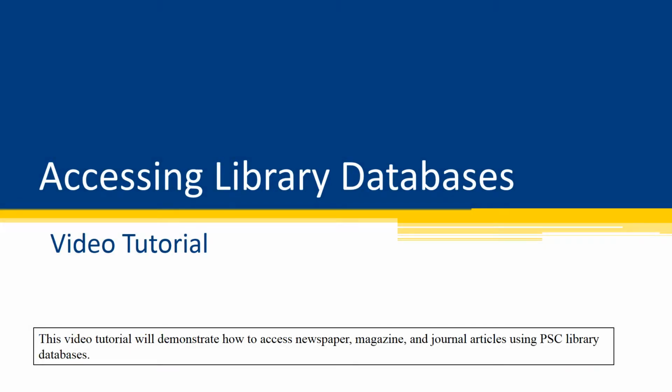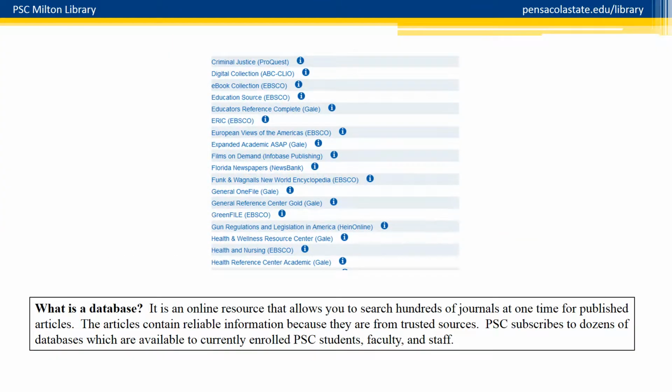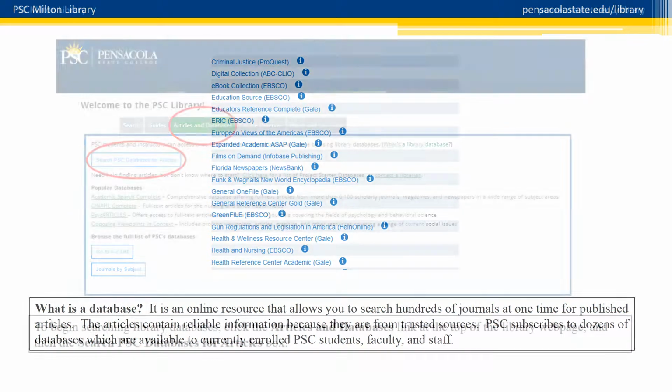This video tutorial will demonstrate how to access newspaper, magazine, and journal articles using PSC library databases. What is a database? It is an online resource that allows you to search hundreds of journals at one time for published articles. The articles contain reliable information because they are from trusted sources. PSC subscribes to dozens of databases which are available to currently enrolled PSC students, faculty, and staff.